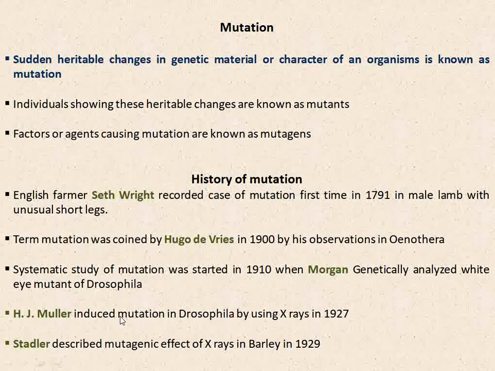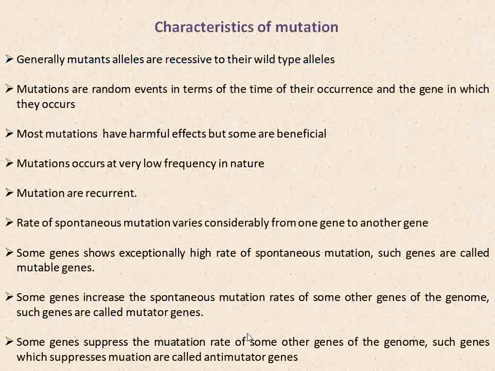Induced mutation was first introduced by H.J. Muller in Drosophila by using X-rays, and this was the first study on the use of artificial agents, that is, a physical agent, to induce mutation in an organism. After that, Stadler described the mutagenic effect of X-rays in barley in 1920. So mutations have been studied since the historical period.